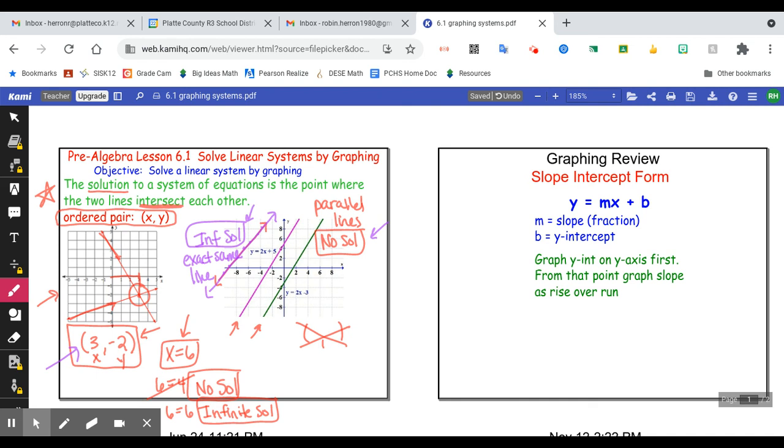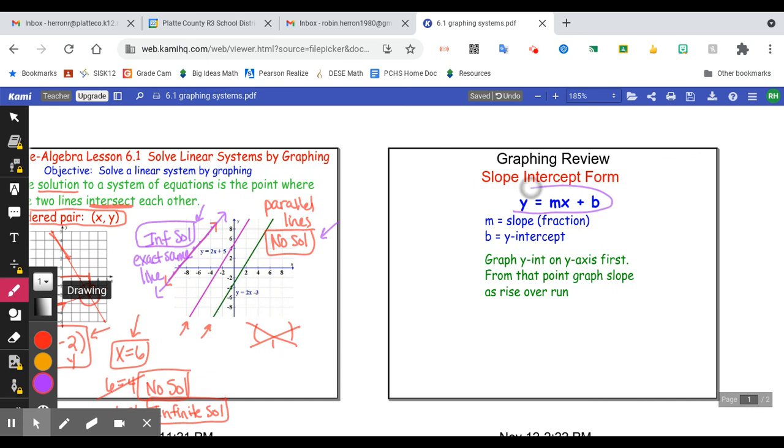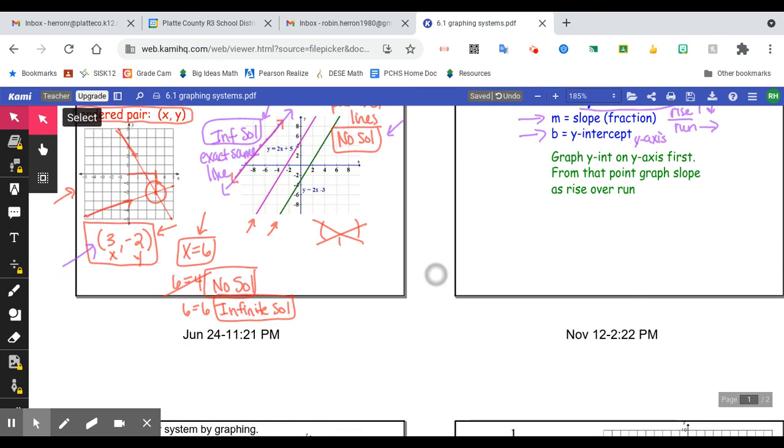Okay? So just as a little reminder for you, slope-intercept form is y equals mx plus b, right? We've talked about this a million times now. Y equals mx plus b. M is our slope. It's a fraction. Remember, rise over run. We're going to go up if it's positive, down if it's negative, and always to the right. And then our y-intercept is our b, okay, on the y-axis. So graph that y-intercept first. From that point, graph the slope as rise over run. And then we have our line, and we'll see where they intersect.